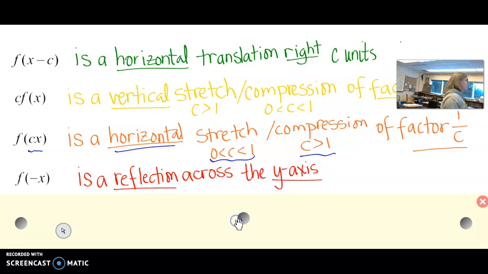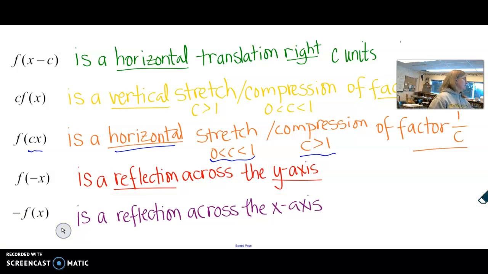If you have a negative on the inside, it's going to reflect over the y-axis, which we know the y-axis is the vertical axis, but when you're reflecting over that, it's actually a horizontal reflection. It's just going to turn horizontally. So if it's a negative being multiplied on the inside, it's a reflection across the y-axis. And then the last one here, if you multiply by a negative on the outside of the function, it reflects it across the x-axis. So it's a vertical reflection because it's going to flip upside down.